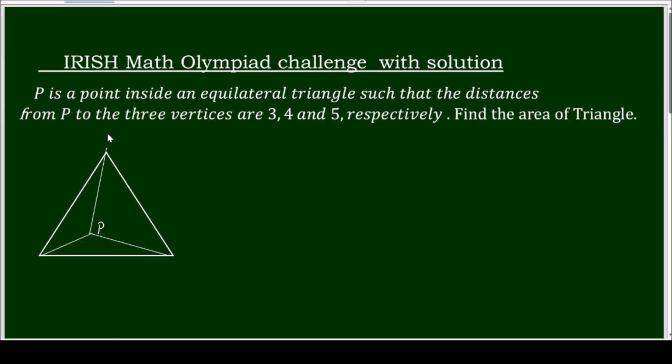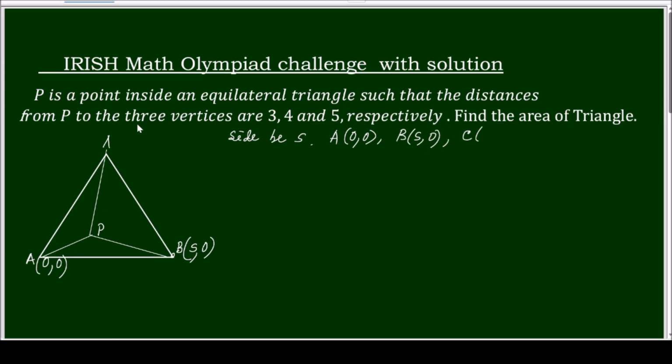So I have drawn a figure, the equilateral triangle. Let it be A. A is here. I am taking A as coordinates 0, 0. And let the side of the equilateral triangle be S, then certainly B has the coordinates S comma 0. A is 0 comma 0, B has coordinates S comma 0, and C has coordinates, how much will it be? C will be S by 2, root 3 over 2 S.